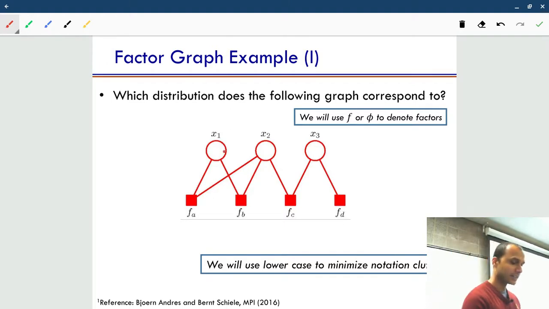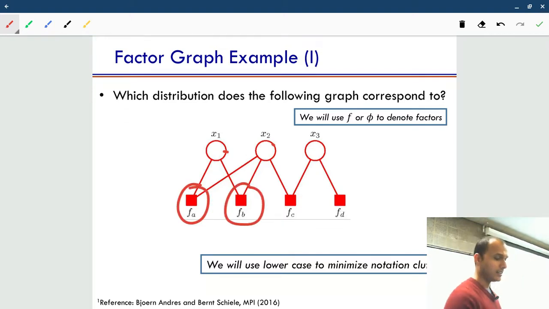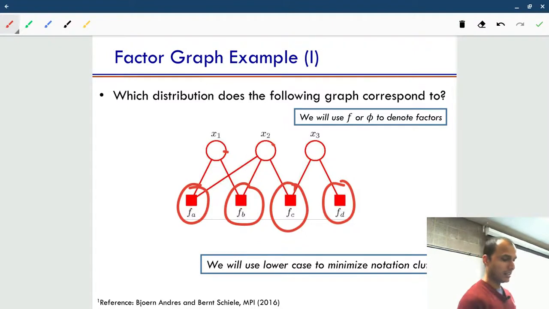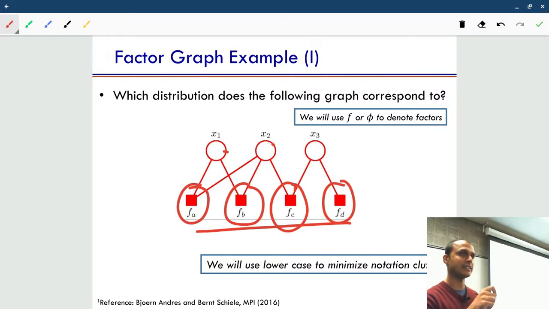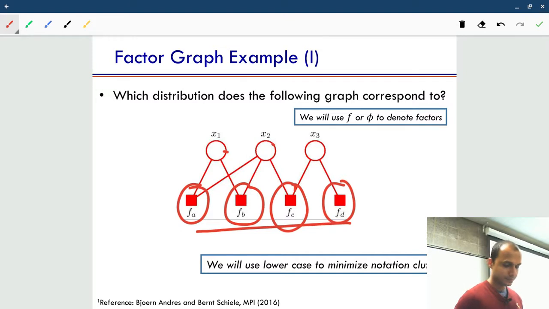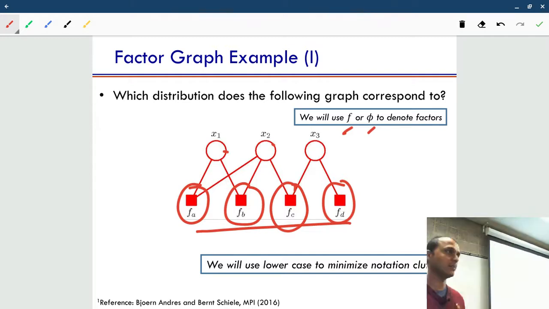So for example, here you can see that x1 and x2 are connected to two factors, fa and fb, and x2 and x3 are connected to one factor, and x3 only has one factor, right? So you can write the product of these factors, and that would be the distribution with some normalization. 1 by Z is always a normalization that we add, because these factors, the terms, don't have to be numbers between 0 and 1, unlike a directed graph. Here we're using f to denote factors. We have used phi before in the previous couple of slides, but it's the same notation.